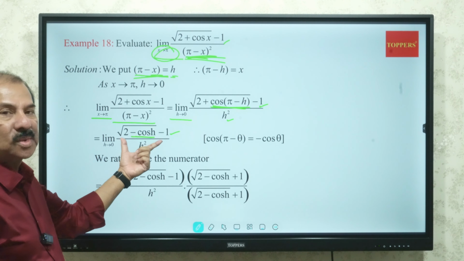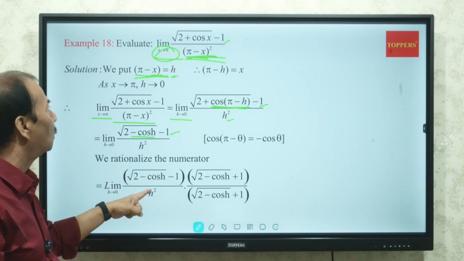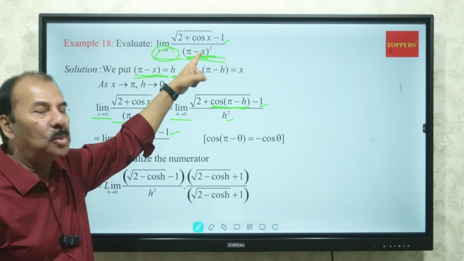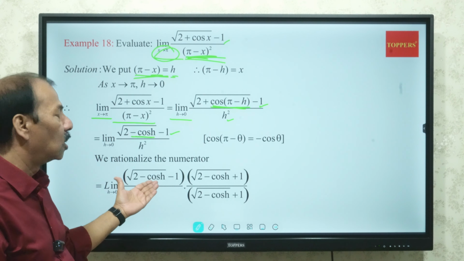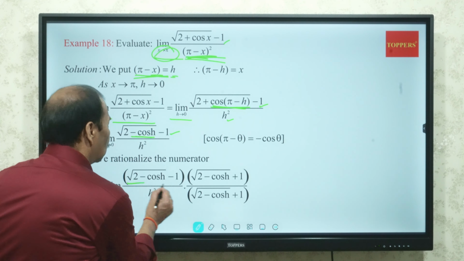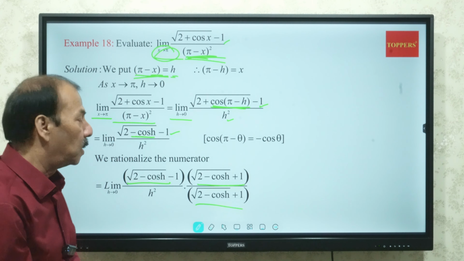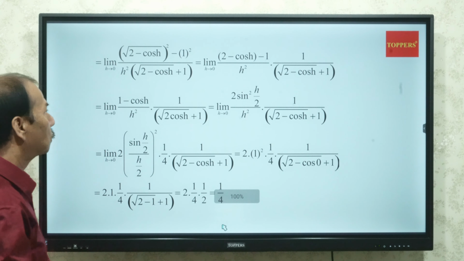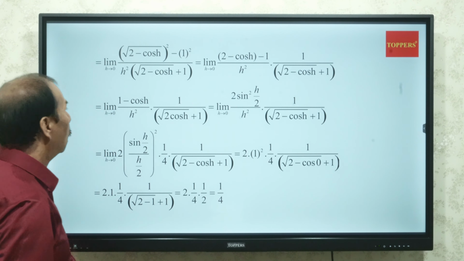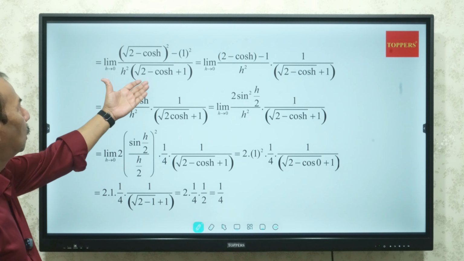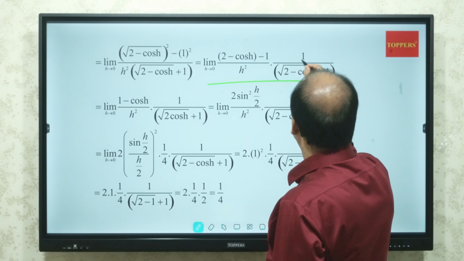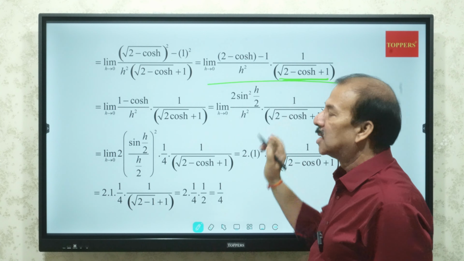Now at this stage, we will rationalize. Either we can rationalize here, or before starting this we could have rationalized; that is up to you. Either you first rationalize and then proceed, or first simplify and then rationalize. So we will multiply the numerator and denominator with the conjugate of this term that you can see here, and we will simplify it. So after simplifying, we are getting this relation: 2 minus cos h minus 1 upon h square into 1 upon this term, which we get after rationalizing.